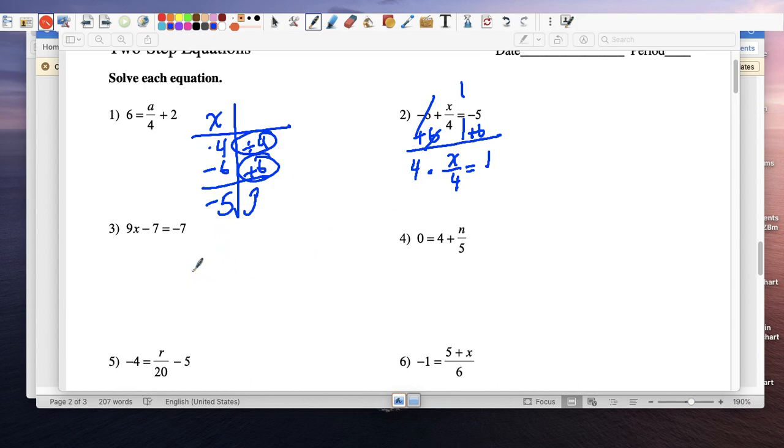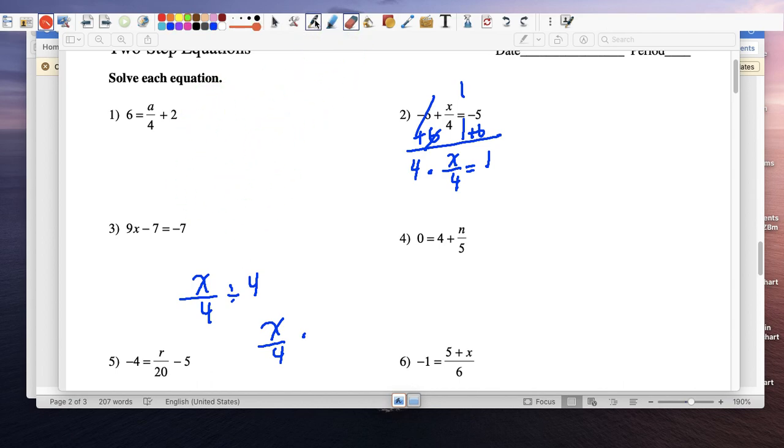So dividing by 4, in this case, x over 4, divide by 4, becomes x over 4 times, oh, my mistake. I did the story wrong. So here's the variable x. It's being divided by 4 and then subtracting 6, which gives me negative 5. So the inverse operation is adding 6 and then times 4. Okay, that makes better sense.